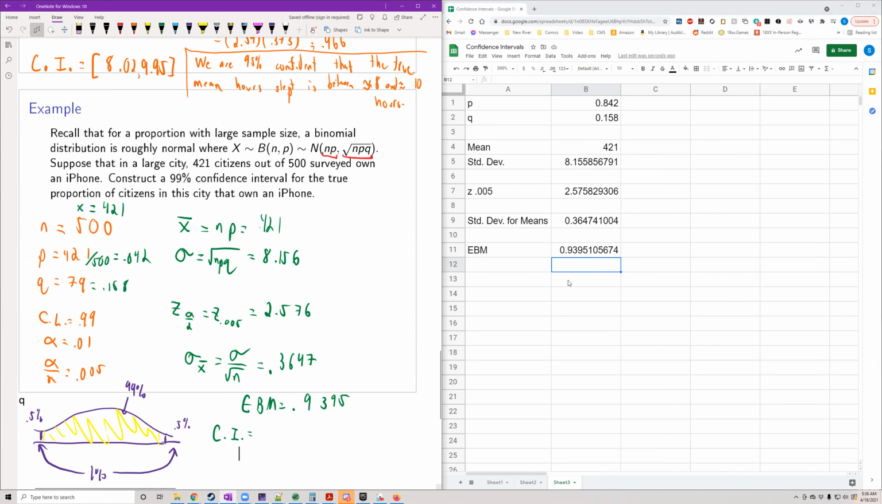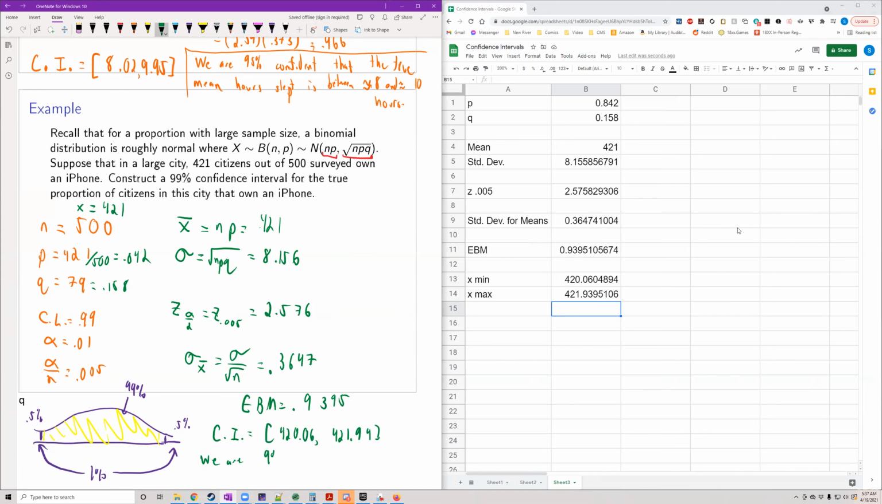And thus, the confidence interval will be, let's find the x-min and the x-max. The x-min is equal to the mean minus the error bound, and the x-max is equal to the mean plus the error bound. So our confidence interval is 420.06, 421.94. And once again, we'll interpret.